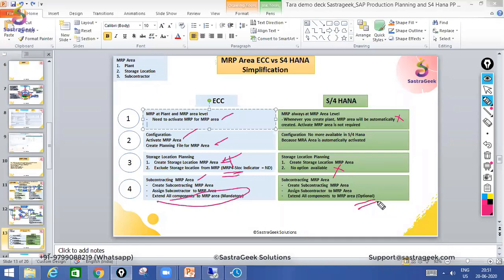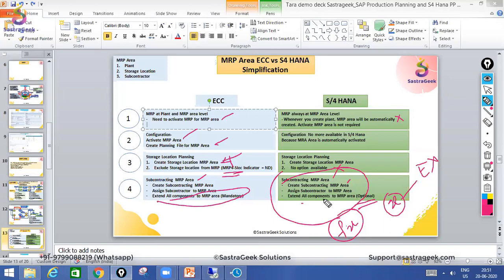Why do we need to extend? Let's say at plant level you have some planning parameters, and for a specific MRP area you want different planning parameters. I'll explain. Let's say this is a raw material. At plant level, your lot size is EX. But when you are planning this for this specific subcontractor, your lot size should be FX. In that case, you need to create an MRP area. In that MRP area, in the planning parameters, you put FX, and then you extend this material to that planning area, then it will be okay.